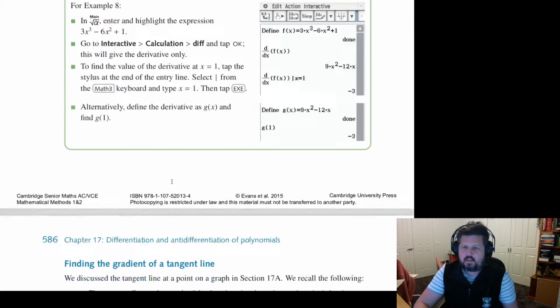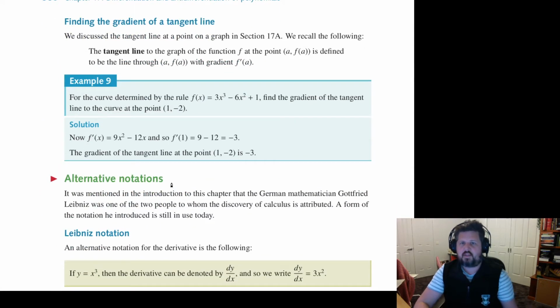A little bit later down the track, they can ask you to do things like finding the gradient of a tangent line. And so we've done this type of stuff before. The good news is we can now calculate the derivative and apply a process there for that. So it says for worked example number 9, for the curve determined by the rule, they've listed it here, find the gradient of the tangent line to the curve at this particular point.